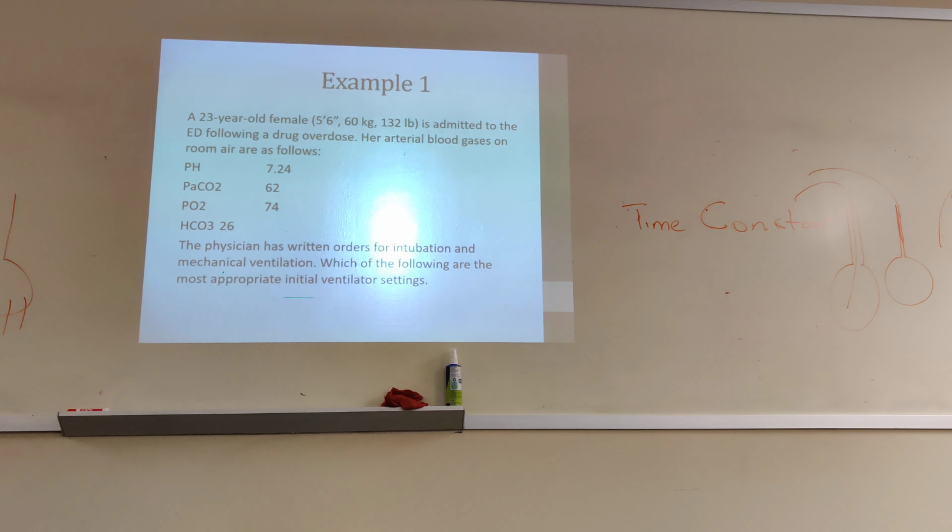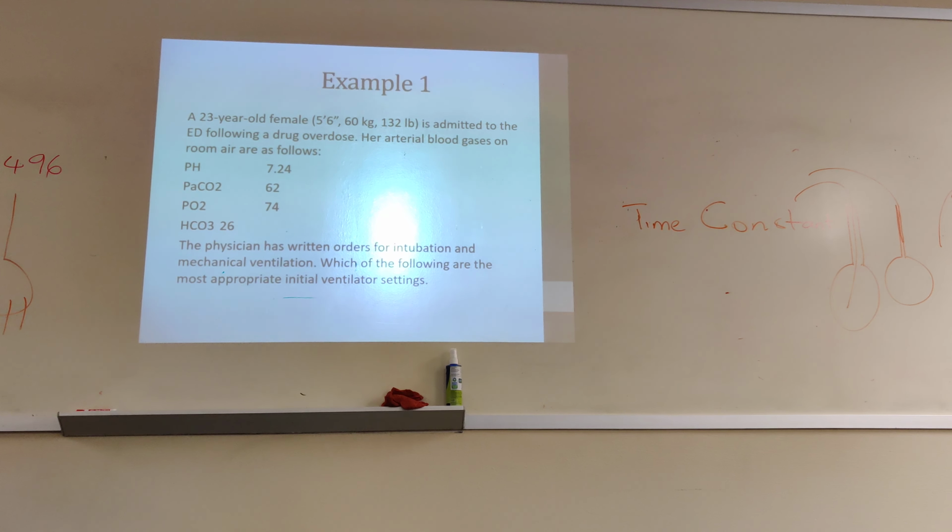The only time you will not use your height is when the height is not given, and then you use whatever weight is given. Here they gave me the height and the weight, and I'm going to use my height because tidal volume is based on height. So 62 kg multiplied by 6 is 372, and multiplied by 8 is 496. That's the range of tidal volume.